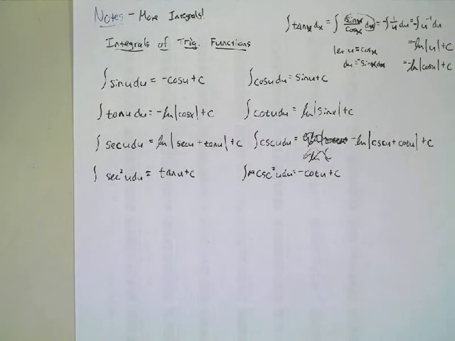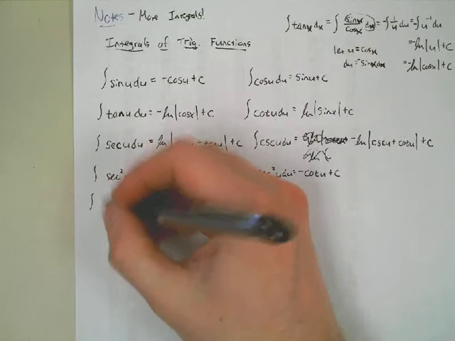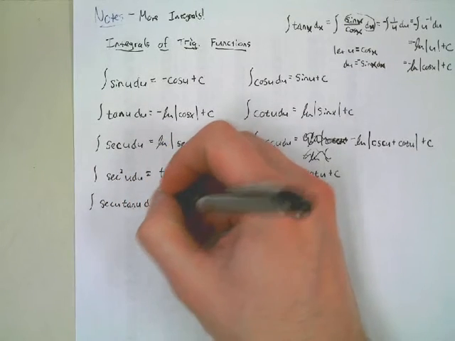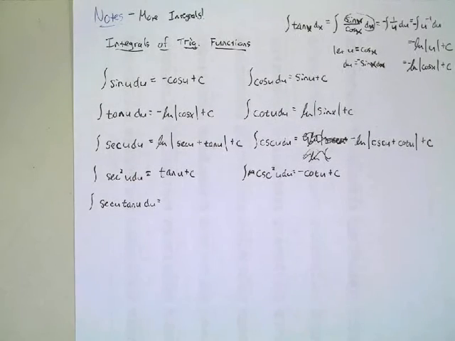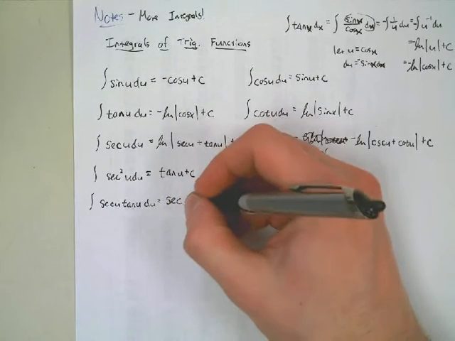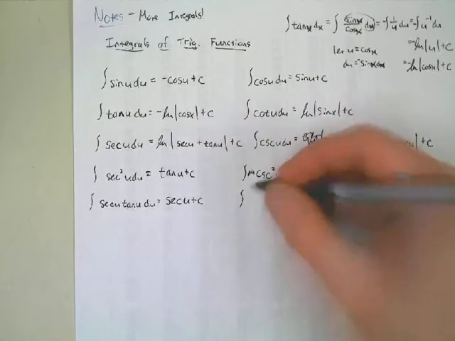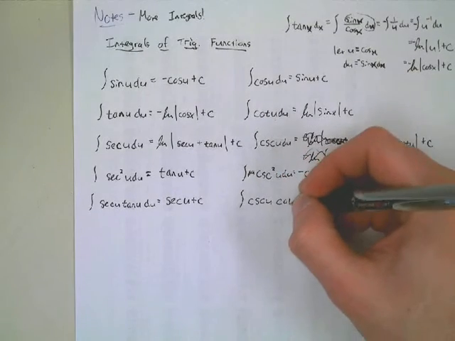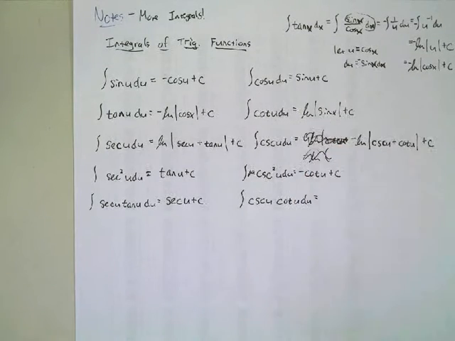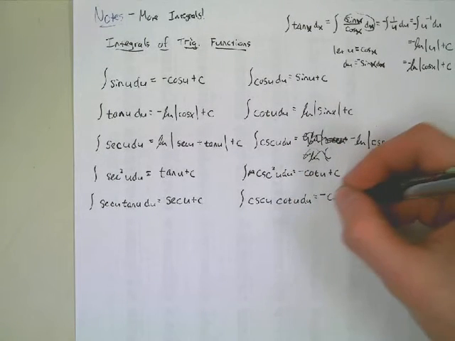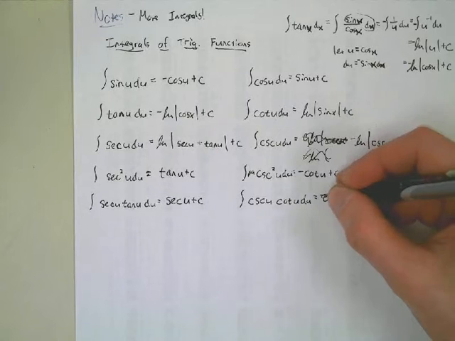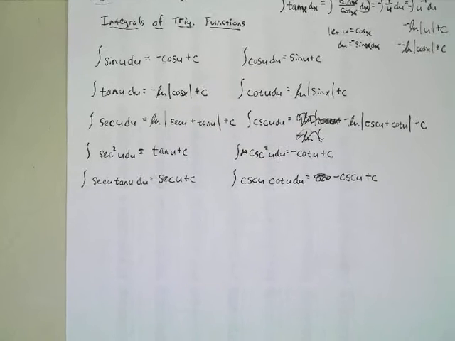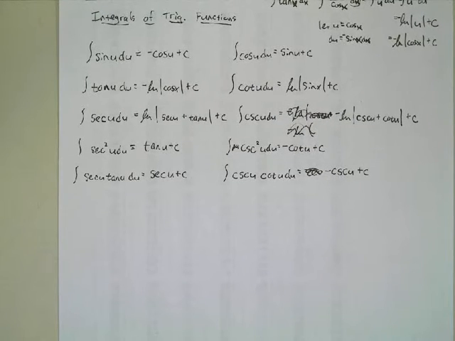Okay. And then we also have some more familiar ones. The integral of secant u tangent u du is just secant u plus c. And then the integral of cosecant u cotangent u du is negative cosecant u plus c. Okay? And that's all the trig.